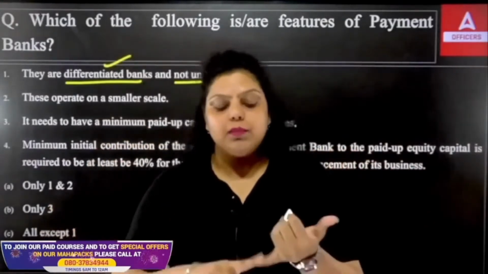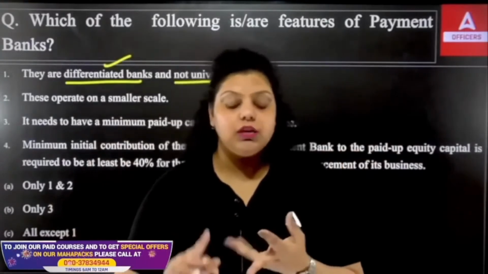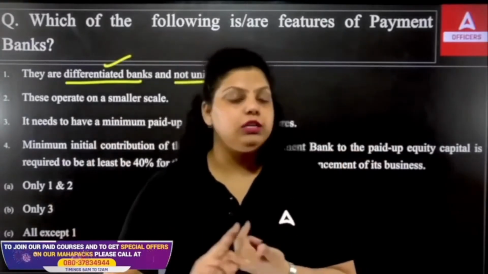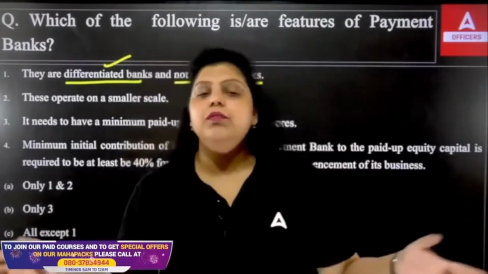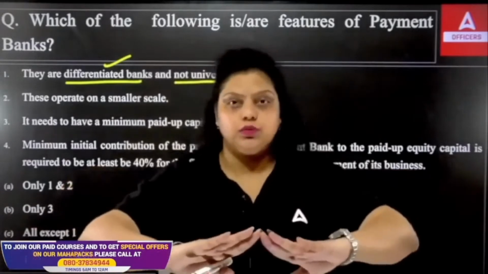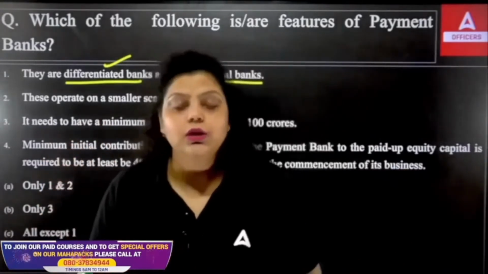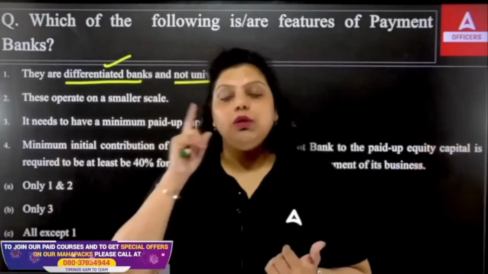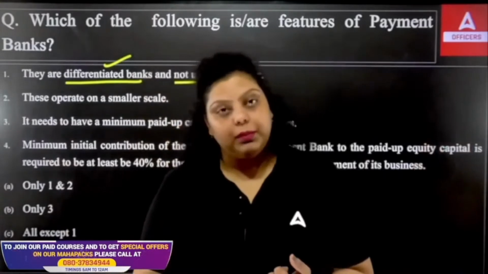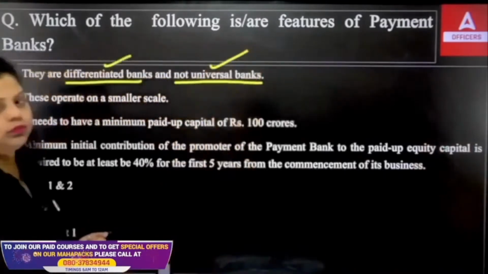When you go to the bank, deposit, withdrawal, lending, check clearance, demand draft, locker facility, safe custody, demat account, mutual fund, insurance, credit card, debit card, international credit card, debit card, everything is available under a single roof. That is universal banking. But the payment bank cannot work as a universal bank, because a payment bank cannot accept deposits and cannot give loans to the public. So that's why they are not universal banks. So this is also true.